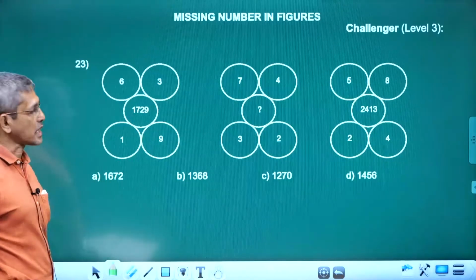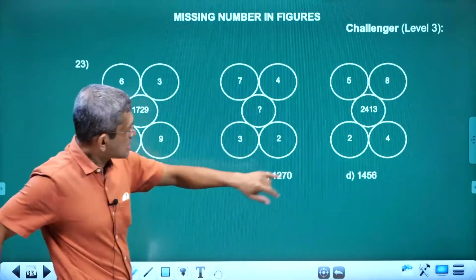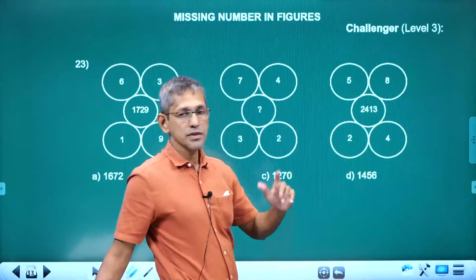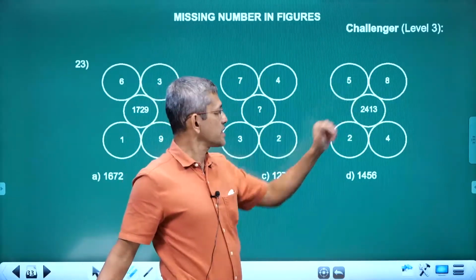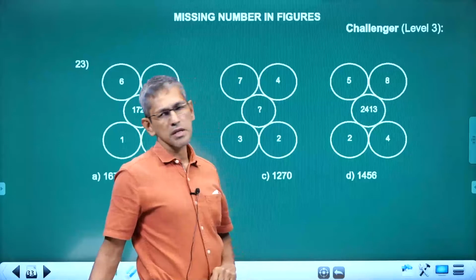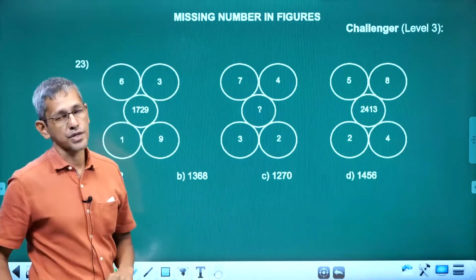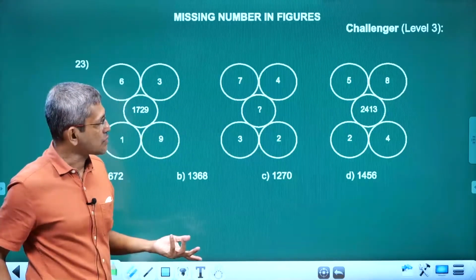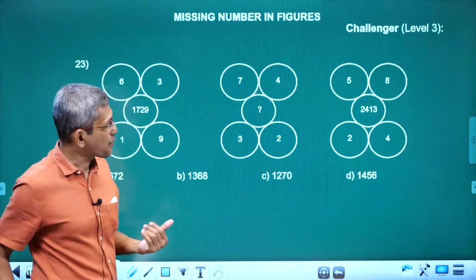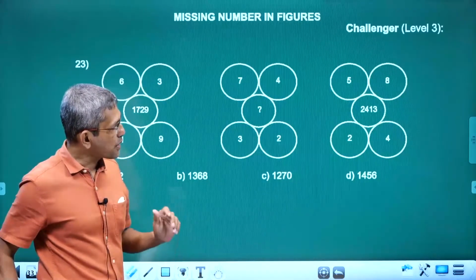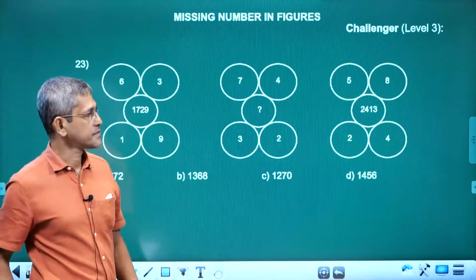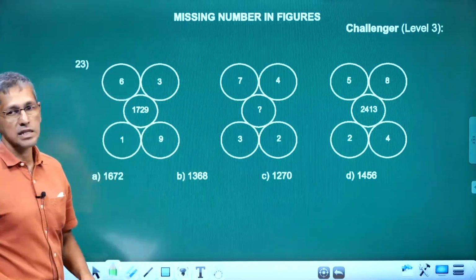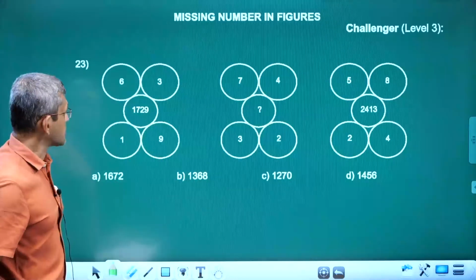Why this 1729? Here it is missing, and here we have 2413. Why is it 2413? We have 5, 8, and then 2, 4. So there must be some kind of higher level operations. It could be like cubes, or squares, and the squares of the squares, or something like that. So anyway, take a look at it. I'll just give you a few seconds. Question number 23.